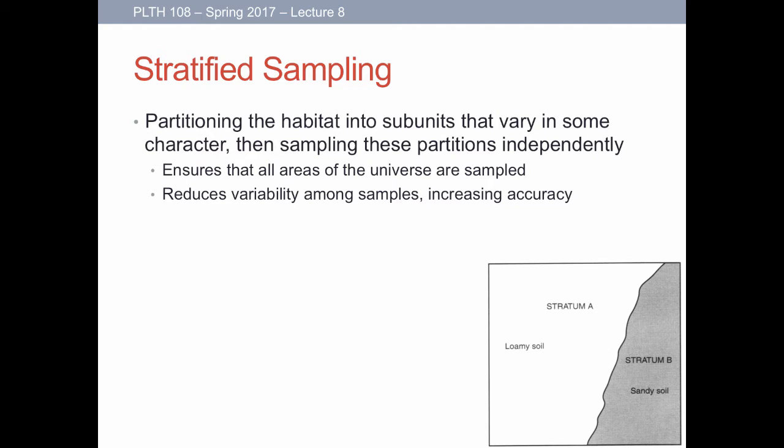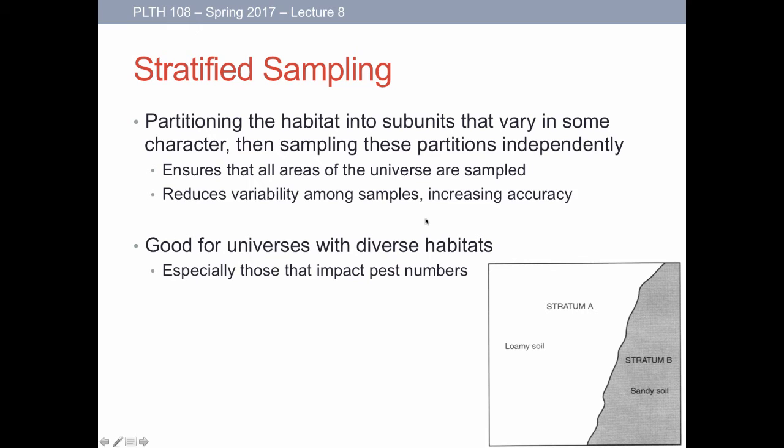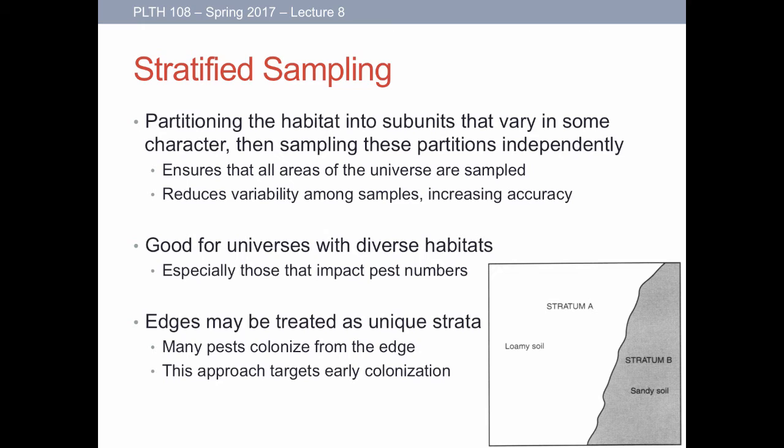So again, this is most handy in universes where you have very diverse habitats within them. And one thing to keep in mind is that even if a field looks uniform, oftentimes it's helpful to treat the edges separately from the middle of the field, to treat those as separate universes, just because pests tend to accumulate on the edge, as that is where they come into the field when they migrate. Or if you have things like mites that are associated with dust, they'll just get blown in naturally from the roads on the edge.